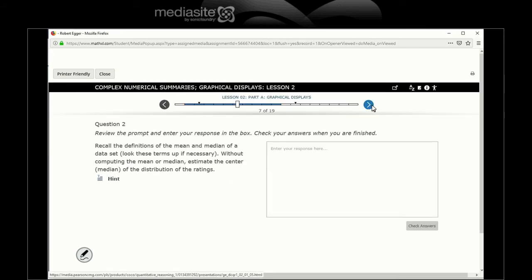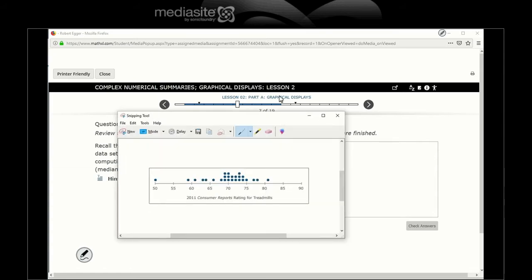Okay, now review the prompt, enter your response in the box. Recall the definition of the mean and median of a data set. Remember, mean is basically average. Median is the middle score. Without computing the mean or median, estimate the center of the distribution of the ratings. Okay, we need a picture.